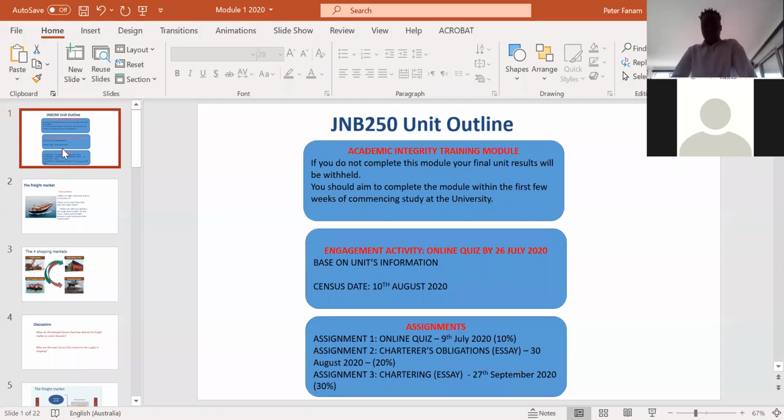And the first assignment that you do, which is assignment 1, is a quiz. That's 20 multiple choice questions that you would do. And that carries 10 marks and is due on the 9th of July. And then the second assignment is a written essay, which is based on the issues or the topic that we'll discuss during this unit. That is based on the obligations of the charterer and the ship owners. So that carries 20 marks. And then the third one, assignment 3, is also based on the charterer and the ship owners' obligations as well. And that carries 30 marks.